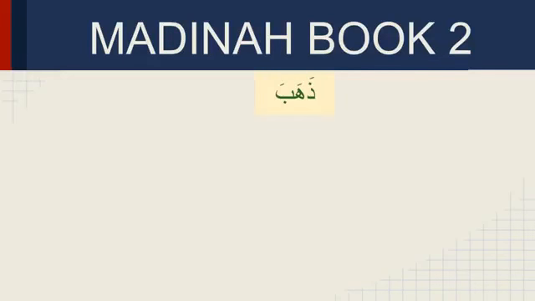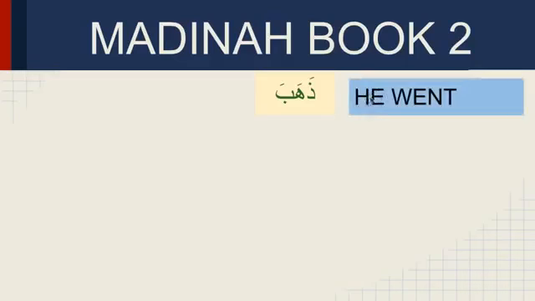So if I say here dhahaba, what are we looking for? We're looking at the fa'il and fa'il. The fa'il is not attached to the verb, that means it's mustatir, and it is taqdiruhu huwa. So how do we translate? We say he went. So he is the fa'il and went is the fa'il. So fa'il and fa'il comes.